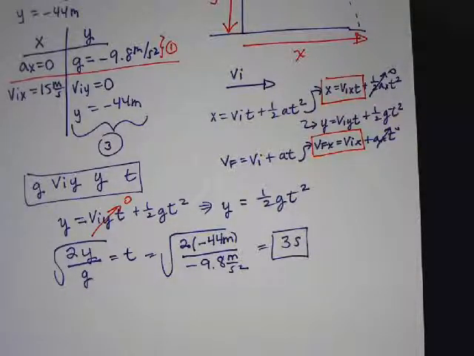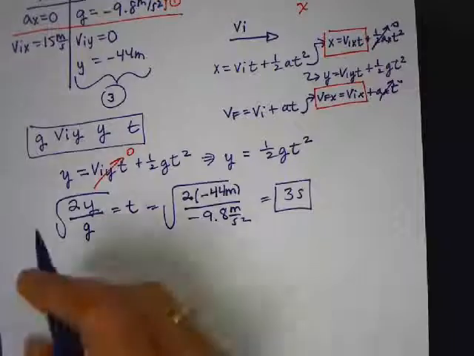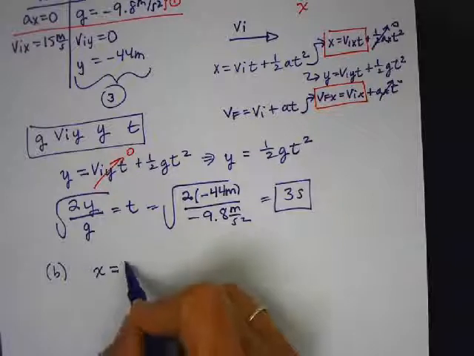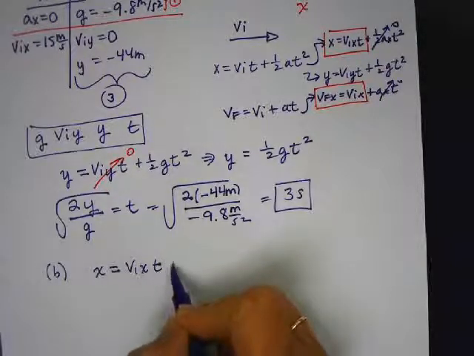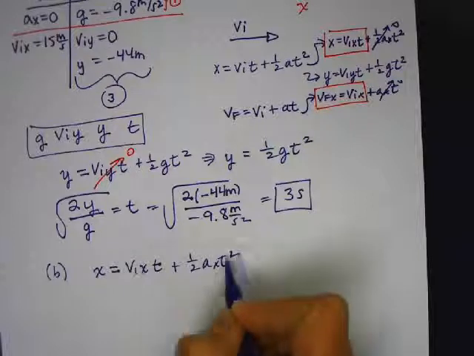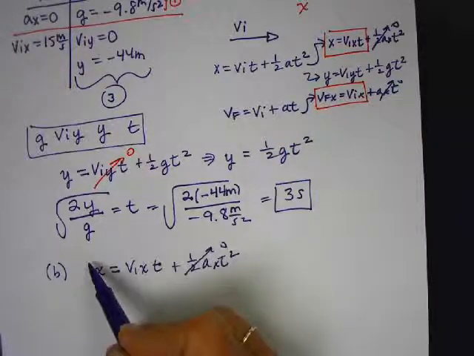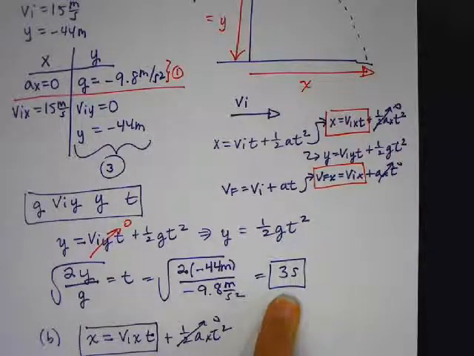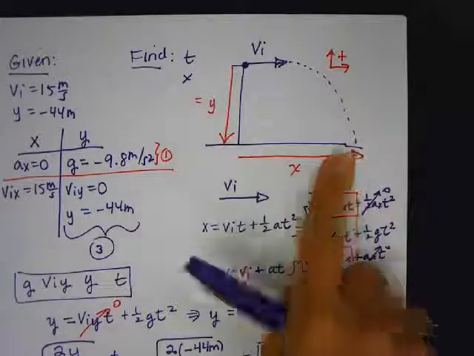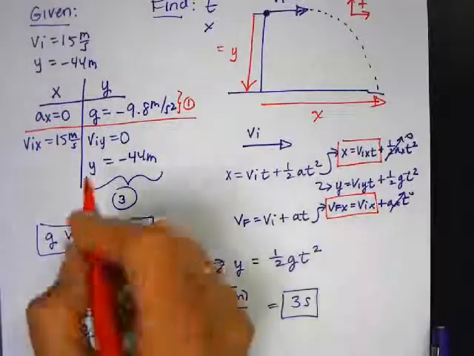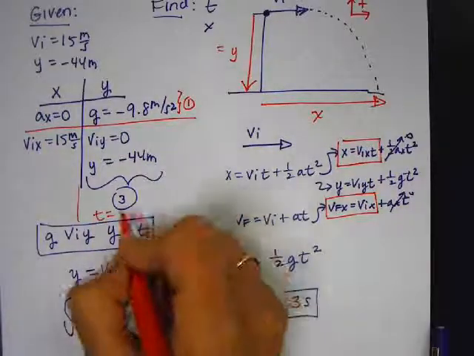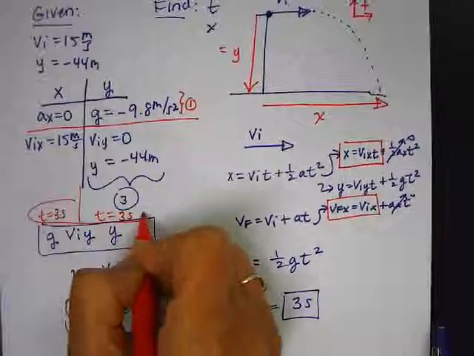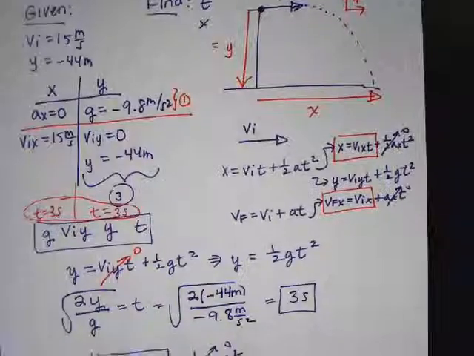Now it says to find how far it goes, which is x. So for the b part, again, my basic equation horizontally is x is equal to VIXT plus 1/2 AXT squared. AX is always 0, so this disappears, and here's my equation. Now, once I find the time here, the time is the same. So when this goes down, the x time and the y time are the same. So if this time ends up being 3 seconds, the time here is also 3 seconds. Don't forget, time is scalar. Time doesn't have a direction.